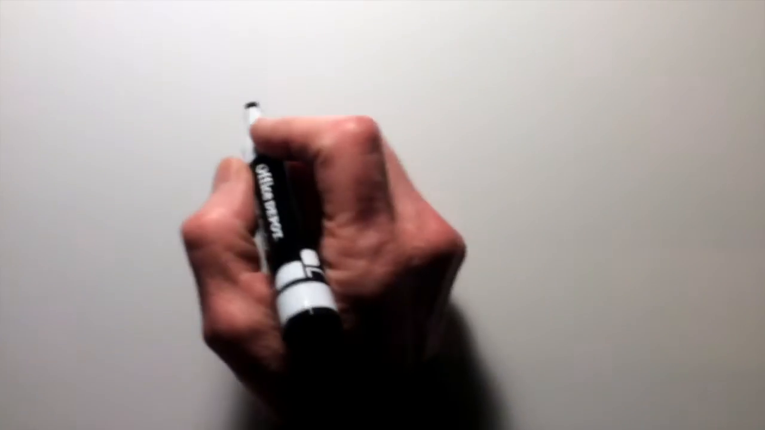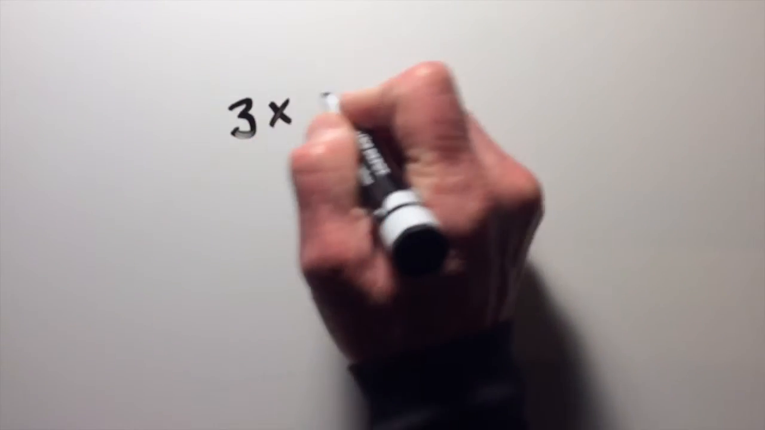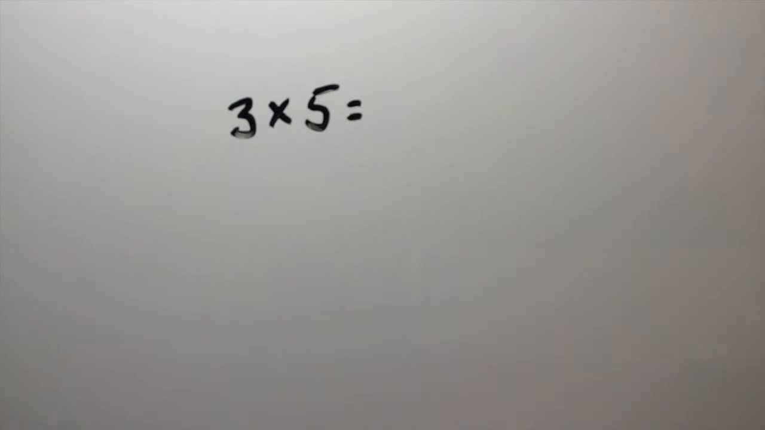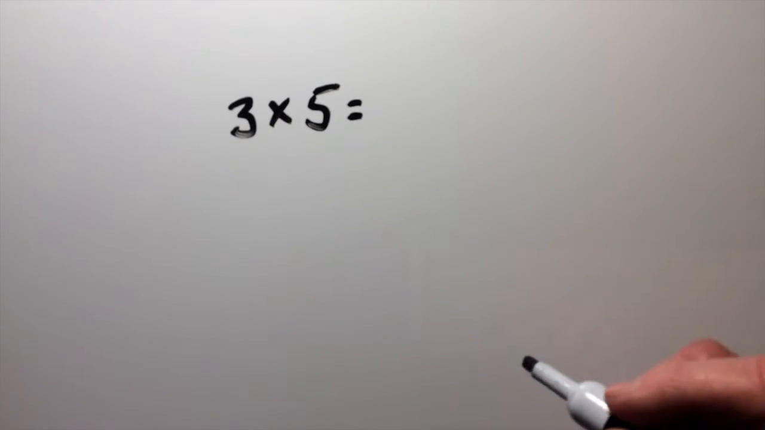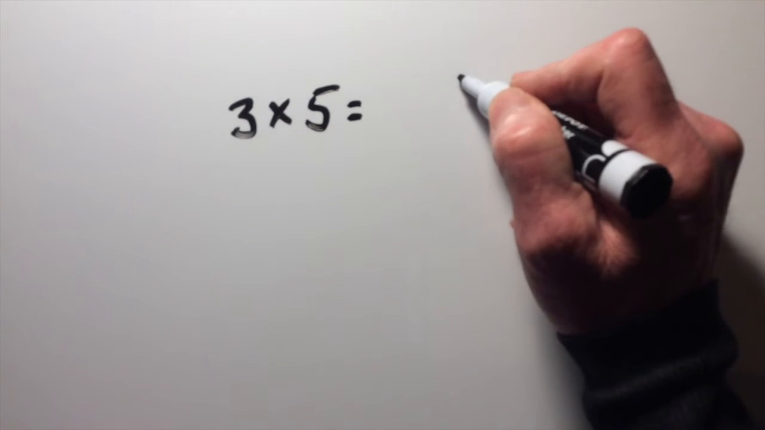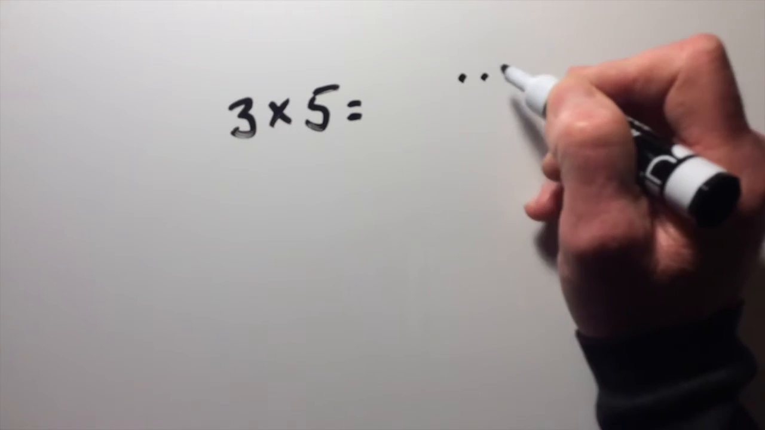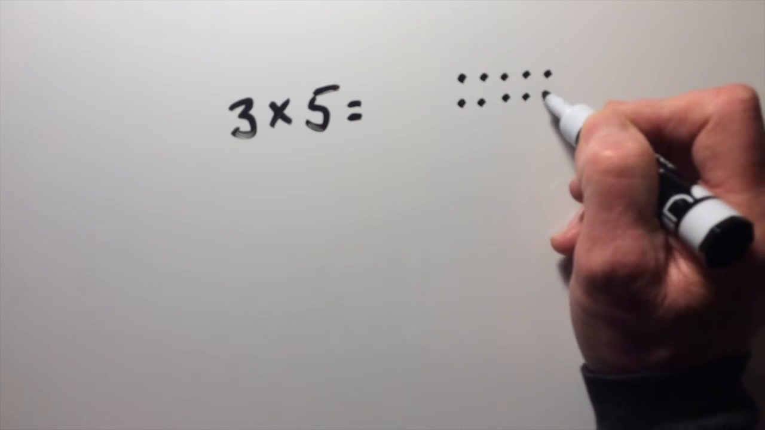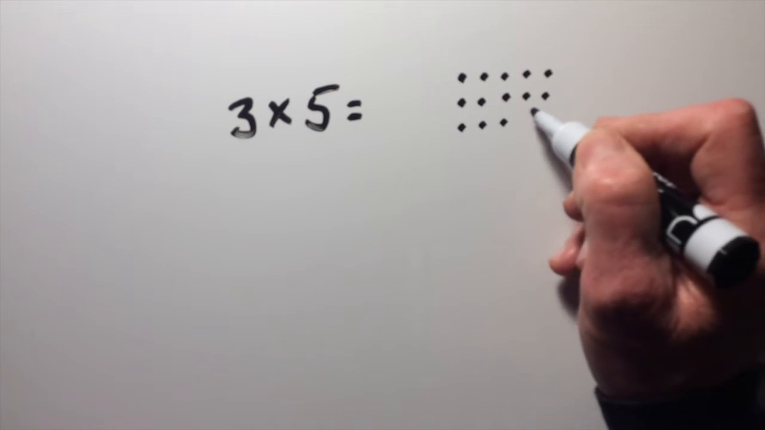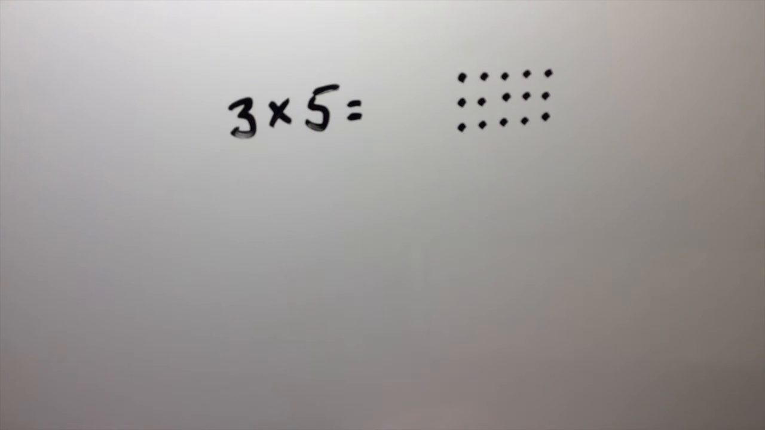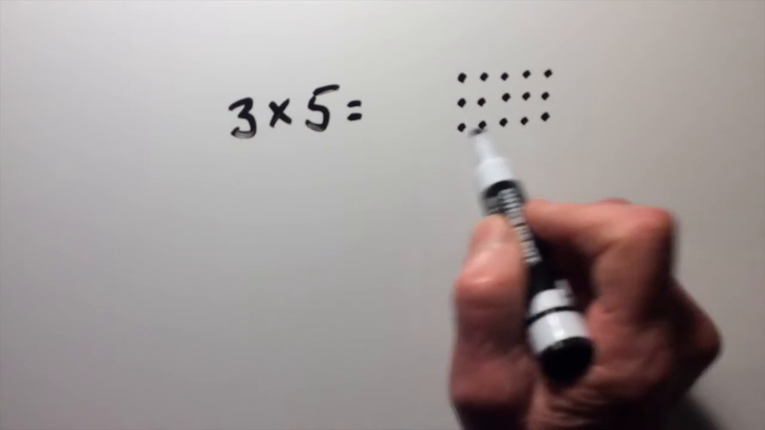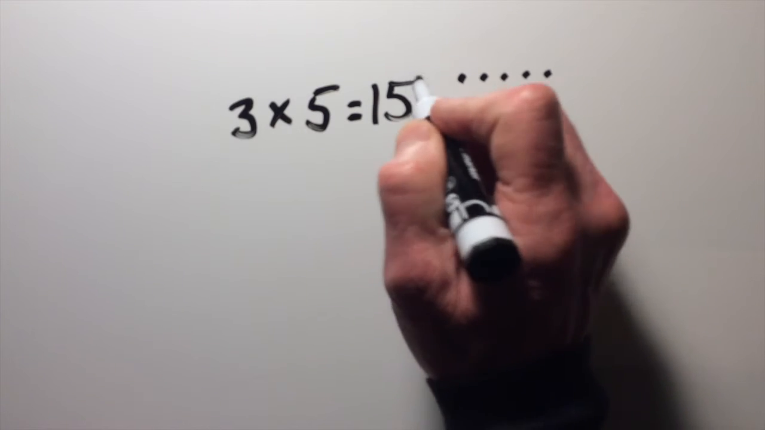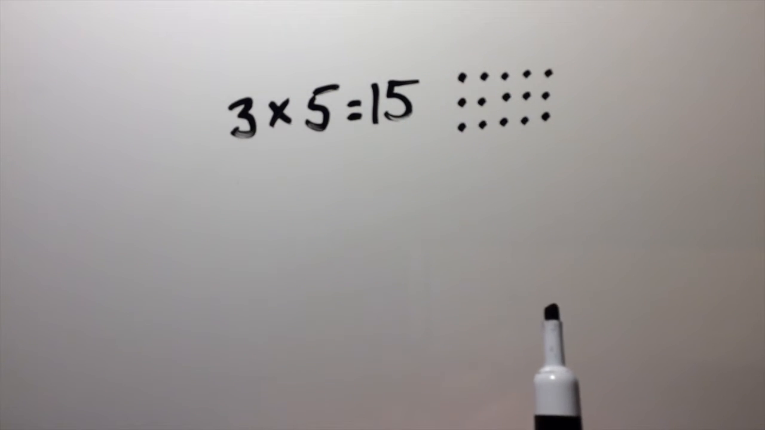So if we have just a real simple basic fact, let's say 3 times 5, and we weren't sure what the answer was, then we could draw a simple array. We could do 3 rows of 5. So 1, 2, 3, 4, 5. 1, 2, 3, 4, 5. 1, 2, 3, 4, 5. I could count up all my dots and I could see 5, 10, 15. The answer to that multiplication is 15.